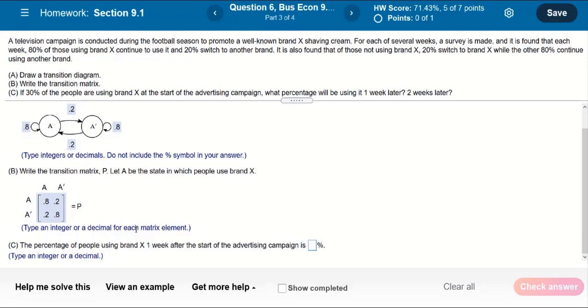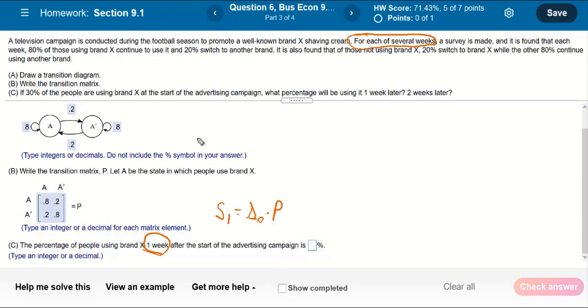So the percentage of people using brand X 1 week later, in the instructions we are told that this survey was on a weekly basis. So the things that they're talking about happening are happening each week. So when the question asks for 1 week later, that would be state number 1, which we would get by doing state 0, the initial state, times the transition matrix. Now we have the transition matrix. What we need is the initial state.